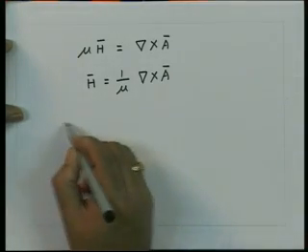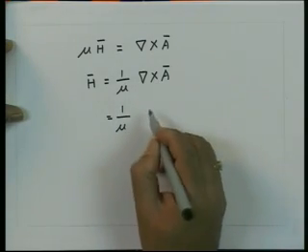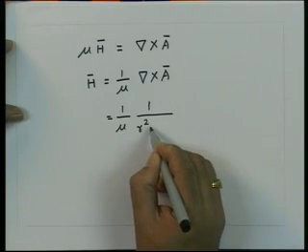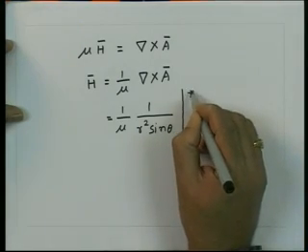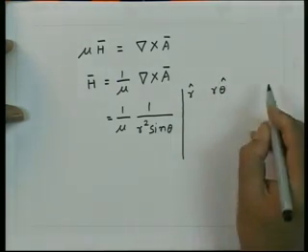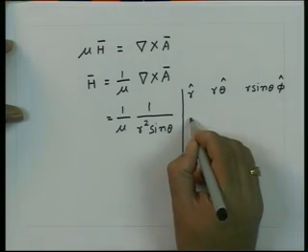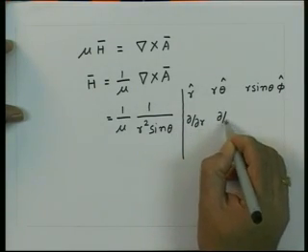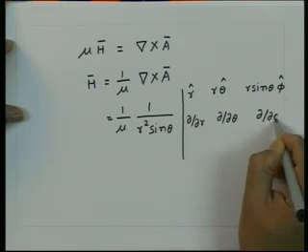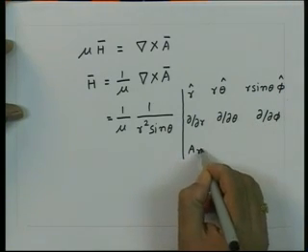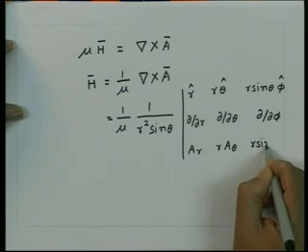Writing this curl explicitly, this is equal to 1 upon mu, and I can write the curl in the spherical coordinate system, which is 1 upon r squared sin theta times the determinant with rows: unit vector r, r times unit vector theta, r sin theta times unit vector phi; d by dr, d by d theta, d by d phi; and A r, r A theta, r sin theta A phi.